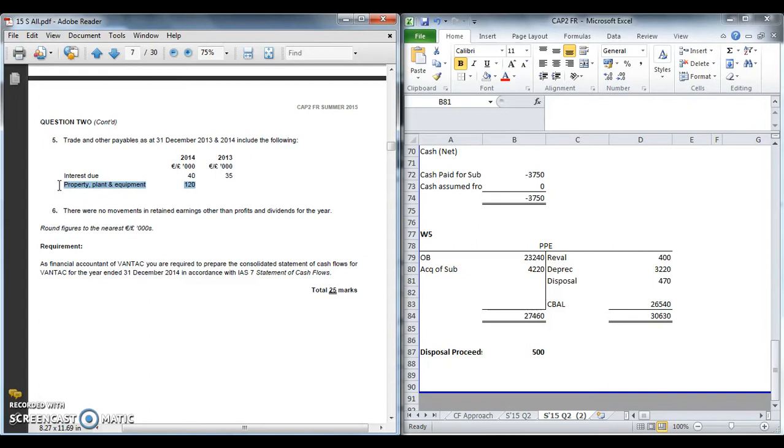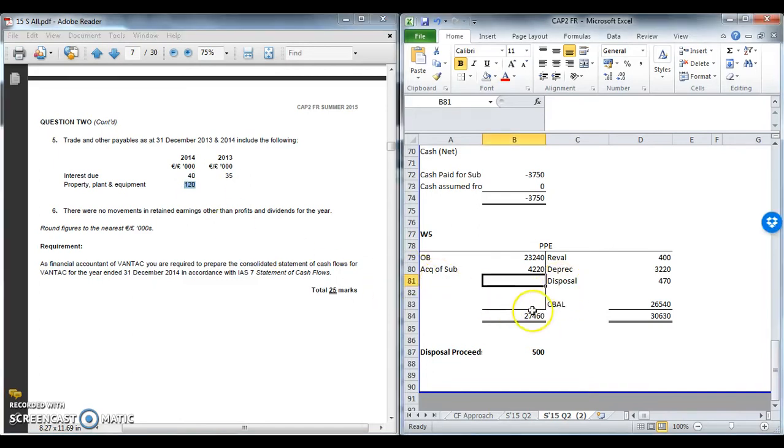So whatever you bought in property, plant and equipment during the year, you didn't pay for 120 of it. So that will impact on the cash flow because it's outstanding at year end. So if we look at here, we've 30,000 this side in terms of our closing balance and all our credit adjustments, but we've only 27 this side.